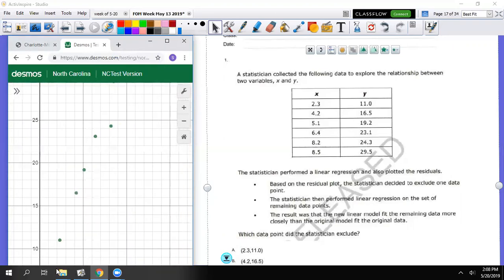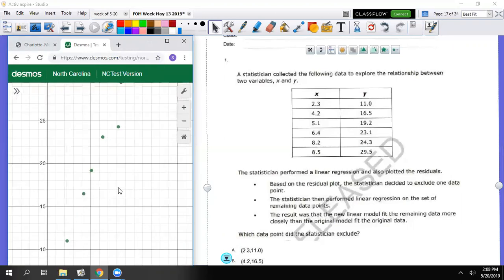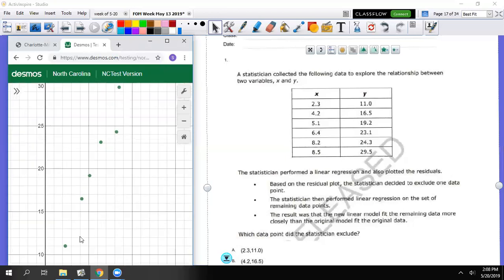I'm going to simply hide the expression list. I'm going to drag my screen, okay? So I'm going to imagine that there is a straight line here, or a line of best fit, and I want to look for the point that is furthest away from my line of best fit. But how do I know that?